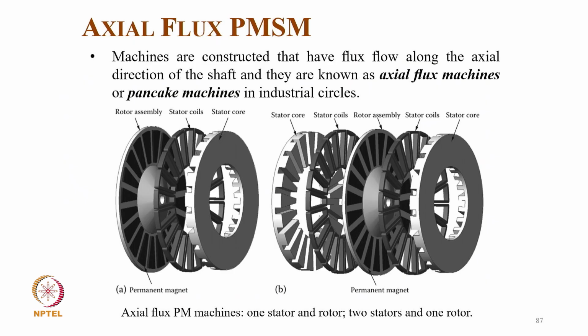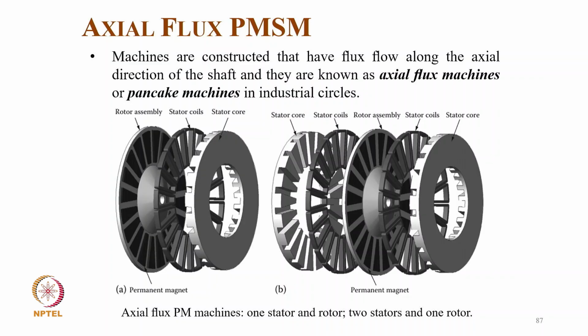So another type of construction is the axial flux machine. Machines are constructed that have flux flowing along the axis direction of the shaft, and they are known as axial flux machines, or pancake machines in industrial circles. On the left side, A, we have a rotor geometry on one side, and then a stator with the coils shown in between, and in the B side we have a stator on both sides, and a magnet rotor assembly on the rotor side. Sometimes the rotor has only magnets bonded with synthetic material, so it's very light, and it has very low inertia.